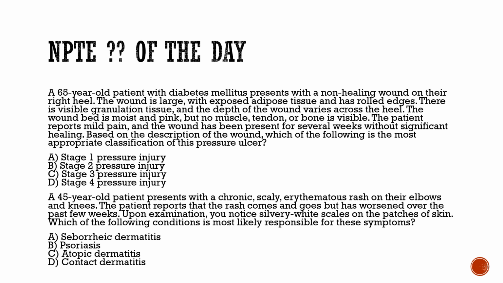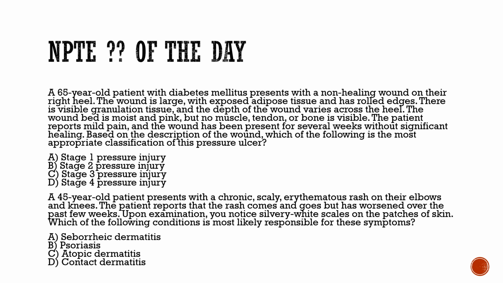A 45-year-old patient presents with a chronic scaly erythematous rash on their elbows and knees. The patient reports that the rash comes and goes and has worsened over the past few weeks. Upon examination, you notice silvery white scales on the patches of skin. Which of the following conditions is most likely responsible for these symptoms? The answer is B, psoriasis.